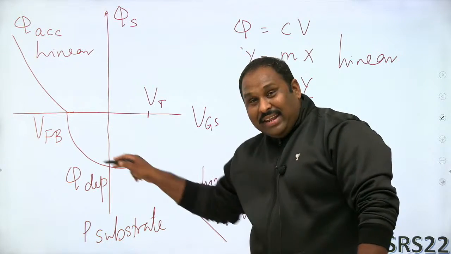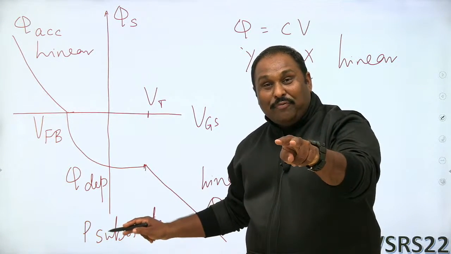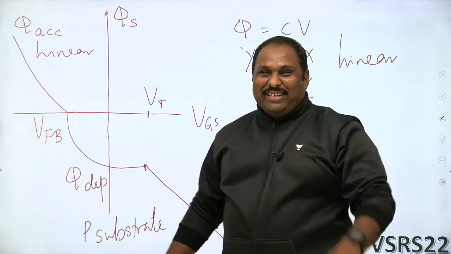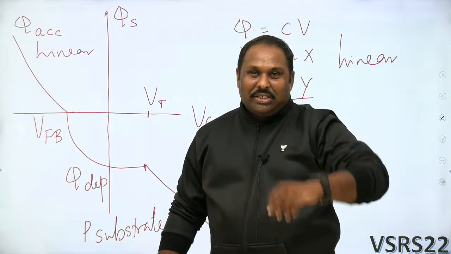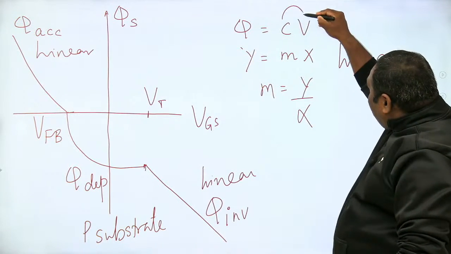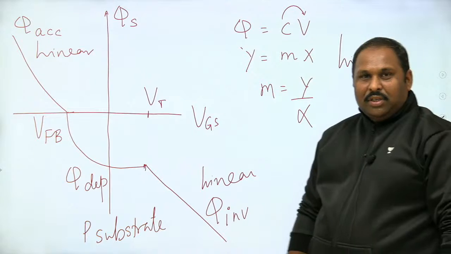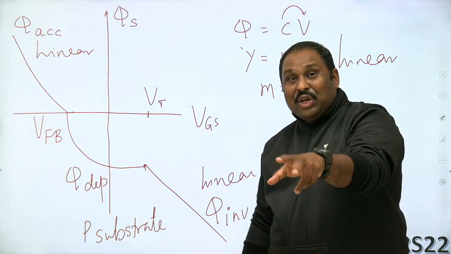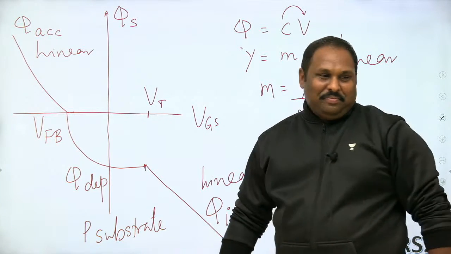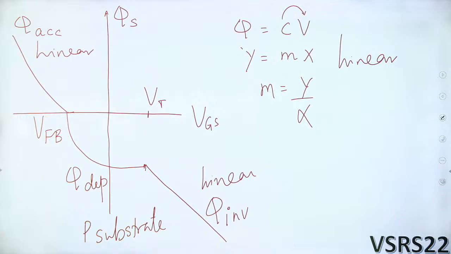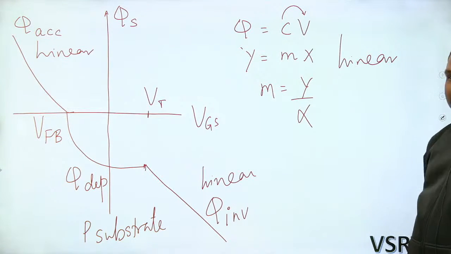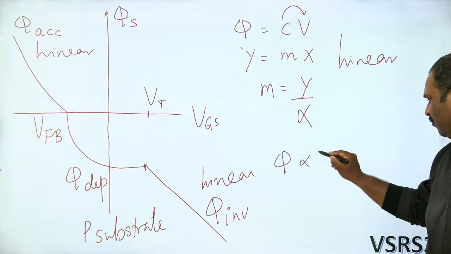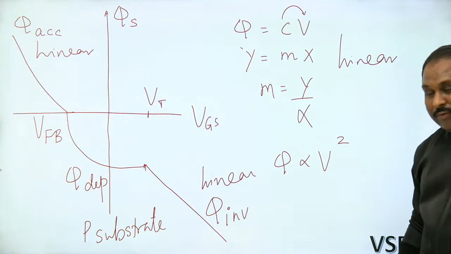Why is it non-linear here? Because the capacitance is because of the oxide layer plus the depletion region width, which is variable with voltage. So capacitance will change with voltage. So Q and V becomes non-linear, square. I hope you got it, Revati. So when C is depending on V, Q becomes V square or maybe root V.